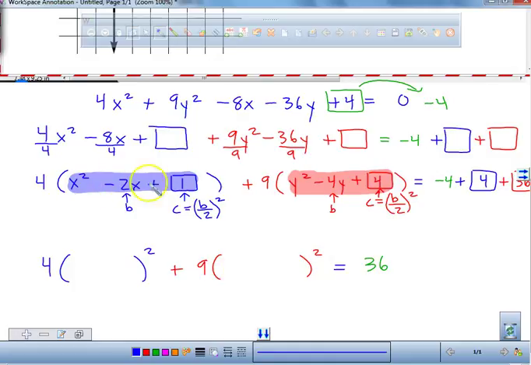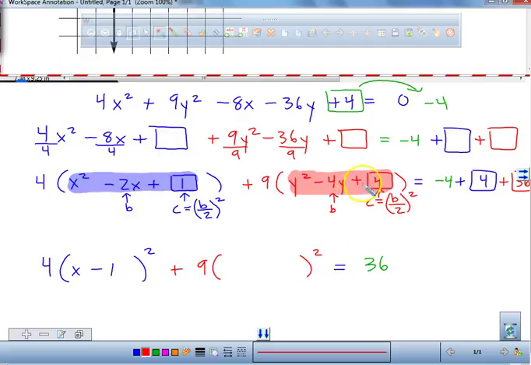Did anybody here feel like they can factor that? Raise your hand. Go ahead. Tell me. -1. I agree. Because -1 plus a -1 is a -2, and -1 times a -1 is a +1. Good job. How about over here in the red?